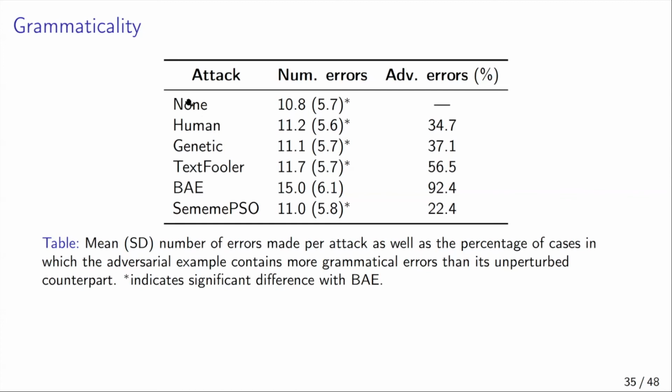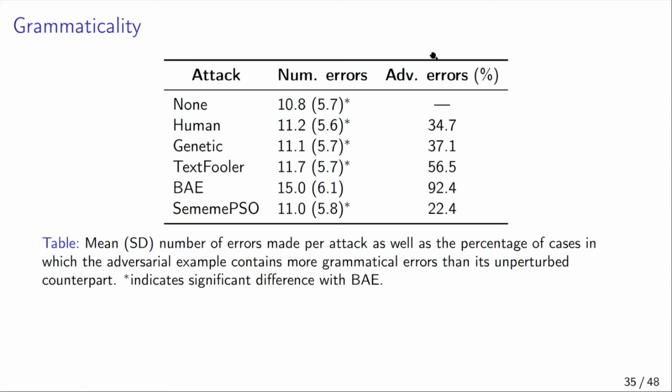And for the unperturbed sequences, so this is attack none, we have an average amount of 10.8 grammatical errors per sequence. And this increases slightly for the human attack to 11.2, and is similar for the genetic, Textual, and CMU-PSO attacks. But it is considerably larger for the BAE attack. So you can see that the BAE attack introduces more grammatical errors than some of the other attacks. And these differences are statistically significant with respect to BAE. So this is denoted by this asterisk here.